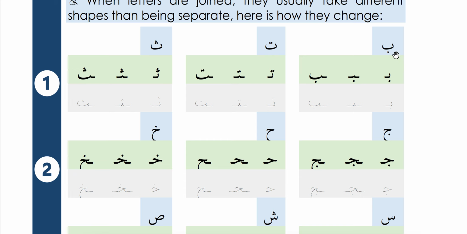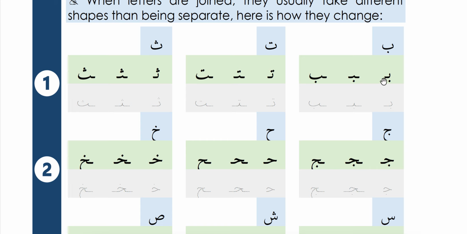So for example, for the letter ba, this is single ba. But when it comes at the start of the word, it looks like this, ba, and this is medial ba in the middle, and this is final ba. Same for ta.